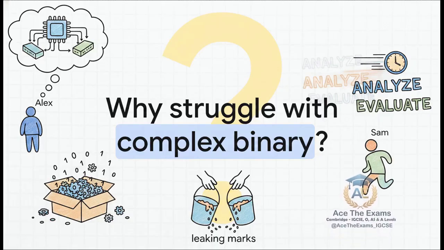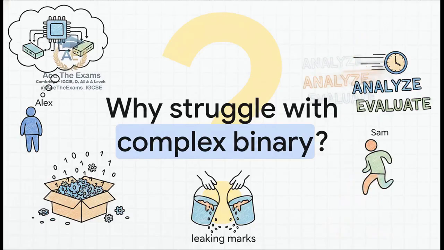When faced with an indirect addressing question, Alex just fact dumps every single thing they know about the CPU, memory, buses, binary, the whole shebang. But there's zero analysis. It's just a wall of facts. Then we have Sam. Sam actually understands the concepts really well, but Sam rushes. Under the pressure of the ticking clock, Sam completely misses the specific command words hidden in the question prompt. Does either of these sound like you?